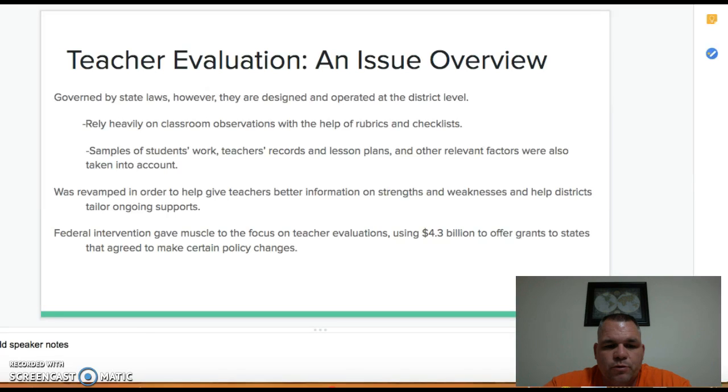And then the last bullet: federal intervention gave muscle to the focus on teacher evaluations, using $4.3 billion to offer grants to states that agreed to make certain policy changes. One of those policy changes was using student progress reports to add into the teacher evaluation process, which my school district does also. I'll talk about that more later. So I understood where it was going, and I liked the article. I thought it was good and provided a lot of good information.